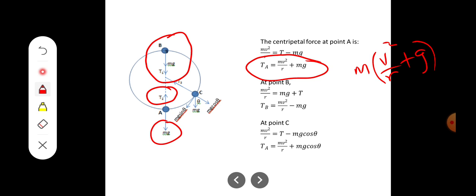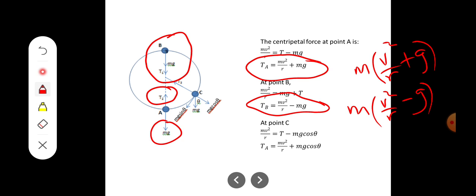Okay, so in this case my T now will be mv squared over r minus mg, which you can write as m into v squared over r minus g. That's the minimum tension. But at point C there is an angle. So you can see where we ended in point C here. T is mv squared over r plus mg cos theta. So the angle theta will be involved.